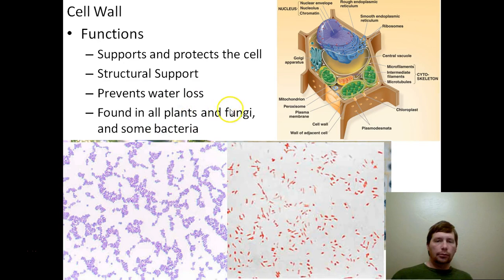The last thing you need to know about the cell wall is only certain types of cells have them. All plants have a cell wall, and all fungus have a cell wall. So all mushrooms, all molds, all mildews, every plant you've ever seen has a cell wall. No animals have a cell wall, period. End of discussion.